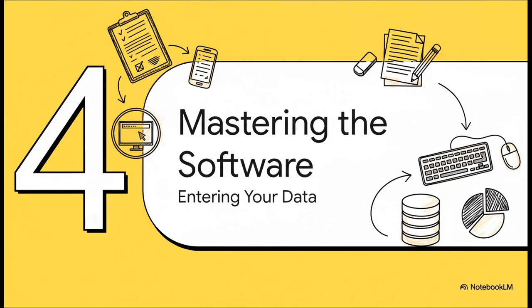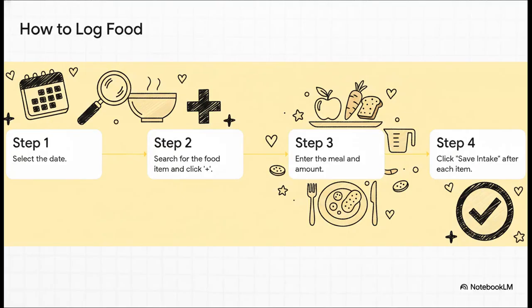As you can see, every little activity fills a piece of that 24-hour puzzle. Okay, so you've gathered all your evidence on paper. Now it's time to actually get it into the system. In this section, we'll walk through exactly how to enter all that data you've collected. Entering food is pretty intuitive. You just follow the steps you see here. Pick the date, search for the item, then enter the meal and the amount. But the most important part is step 5. You have got to click Save Intake after every single item.